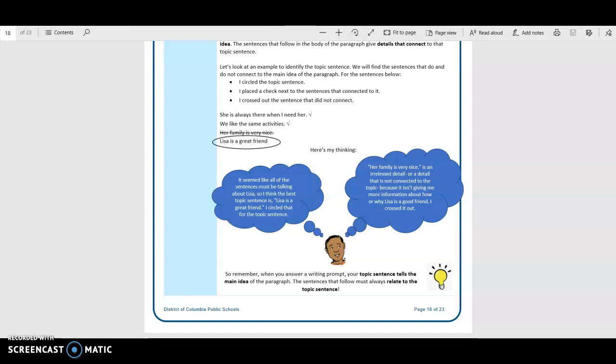So remember, when you answer a writing prompt, your topic sentence tells the main idea of the topic. The sentences that follow must always, always, always relate to the topic sentence.